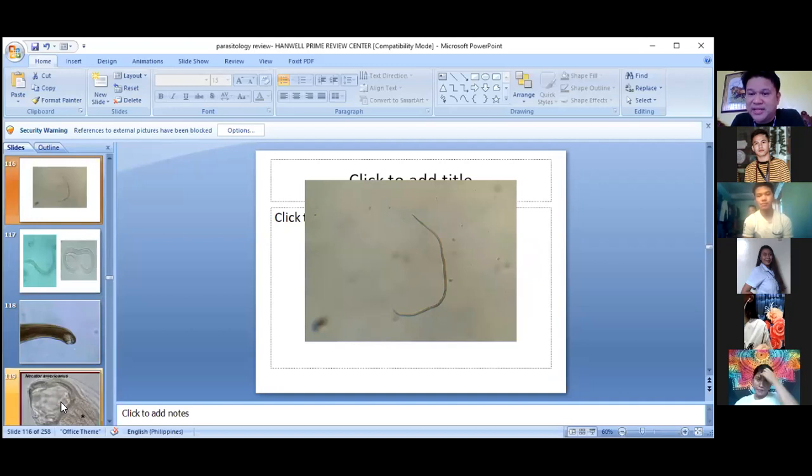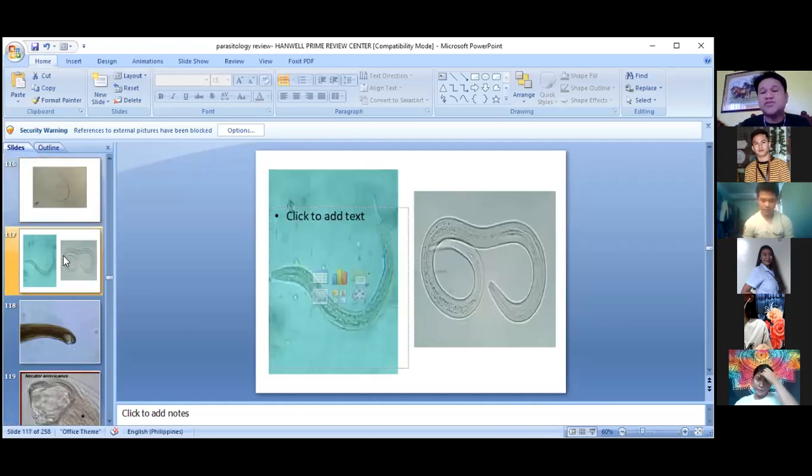Is it clear? So my dear students, these are microscopic, with the aid of the microscope. Because I told you last time that it's only the adults which are macroscopic. Is it clear? Okay. So more pictures of the rhabditiform, they look like this. So that's what the rhabditiform looks like.